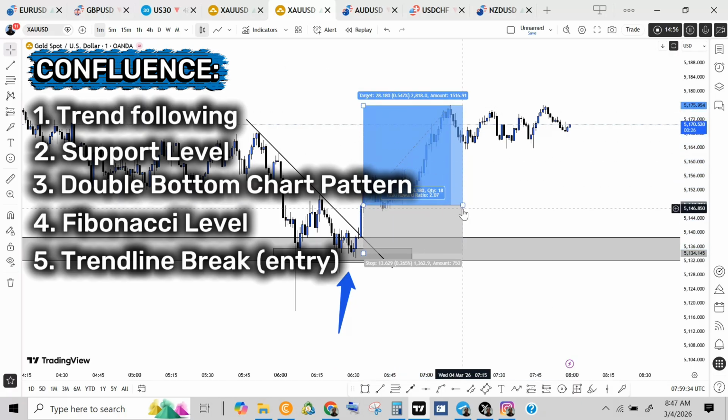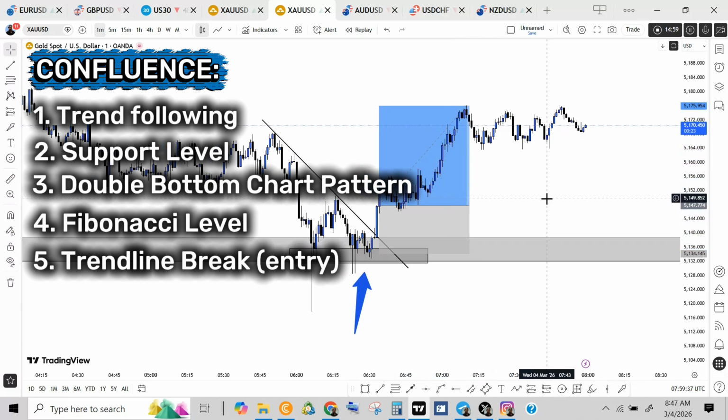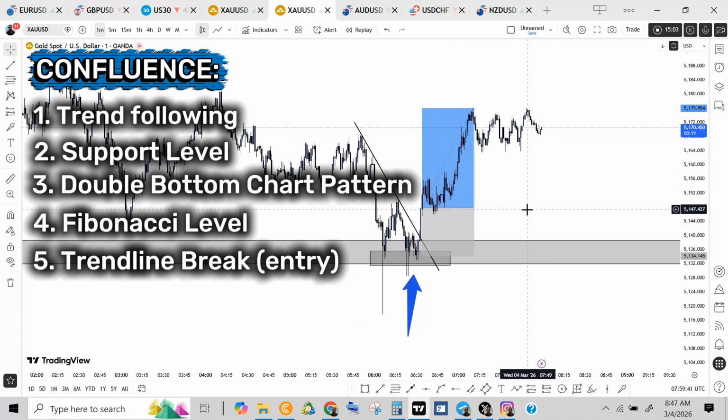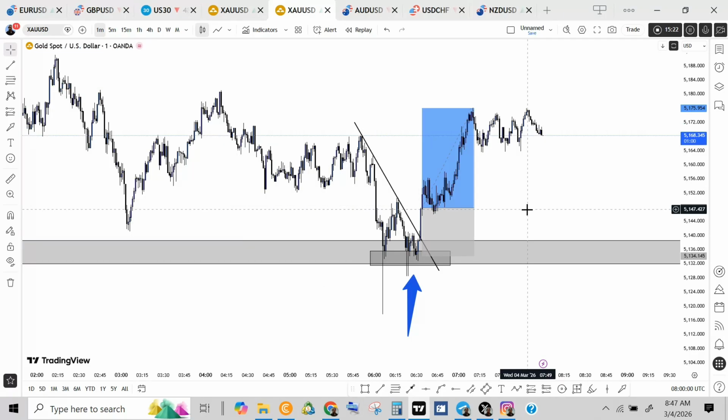This is giving you exactly 1 to 2 risk to reward. Very simple. So even a newbie that is coming to this market for the very first time will smash 1 to 2 on this trade. Look at the five confluences that we found before taking this trade. That makes it an A plus setup. No mistakes about it. Very sound entry.